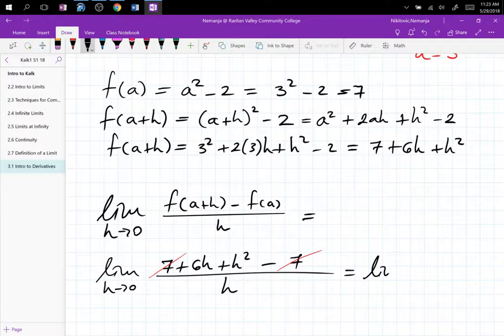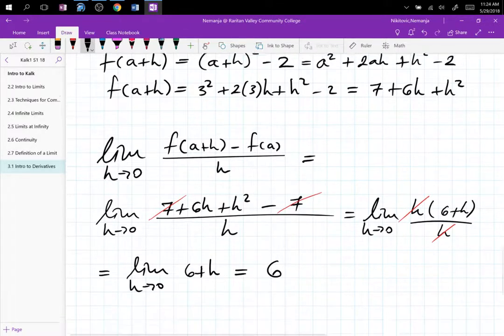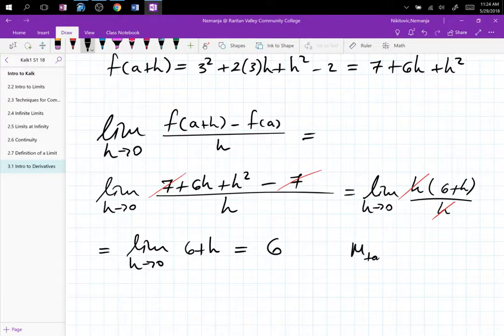And we have the limit as h goes to 0. Now I can factor h. That gives me 6 plus h in parentheses, divided by h. And now this h dies, which is great. And we have the limit as h goes to 0 of 6 plus h. And the answer is 6. So what I found is that the m tangent is 6. Find the slope of the tangent line. Well, it's 6. It's right there.